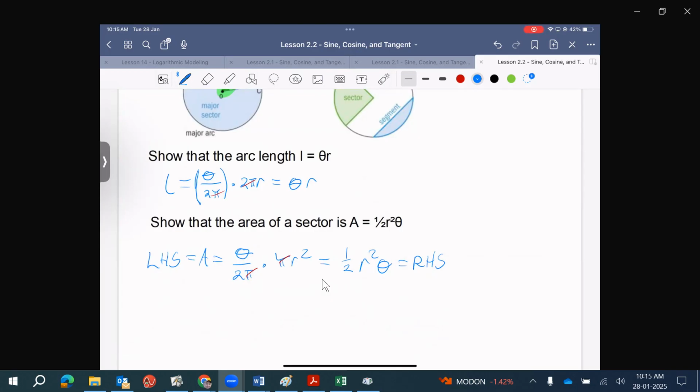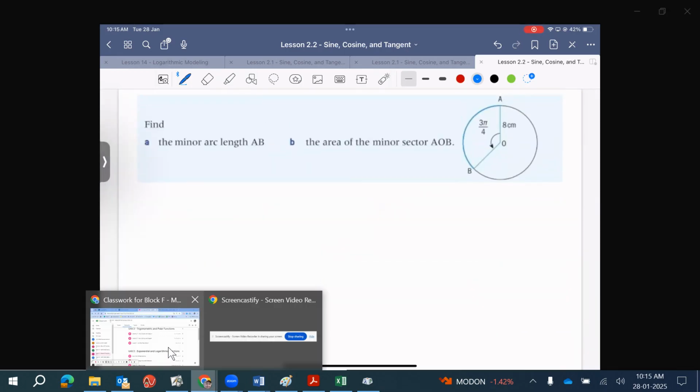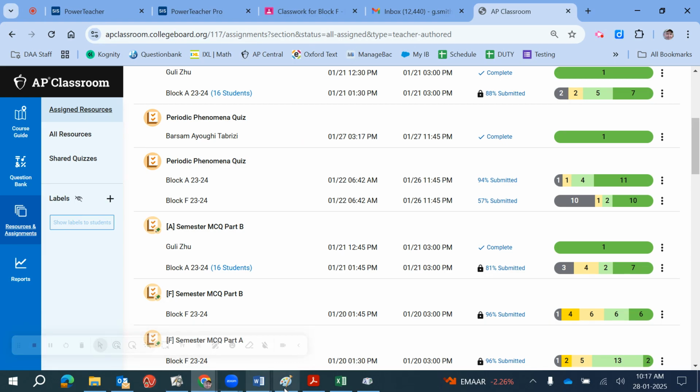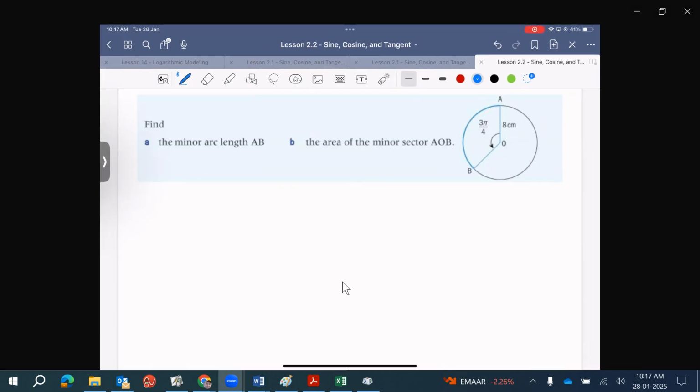All right, we've got the formulas. Have a go at these two questions. Let's have a look. Okay, so we need to find the arc length AB. So the length AB is going to be equal to theta r. Theta is 3 pi over 4 times 8. That's going to give us 6 pi units. Oh, no, it's not units, it's centimeters.